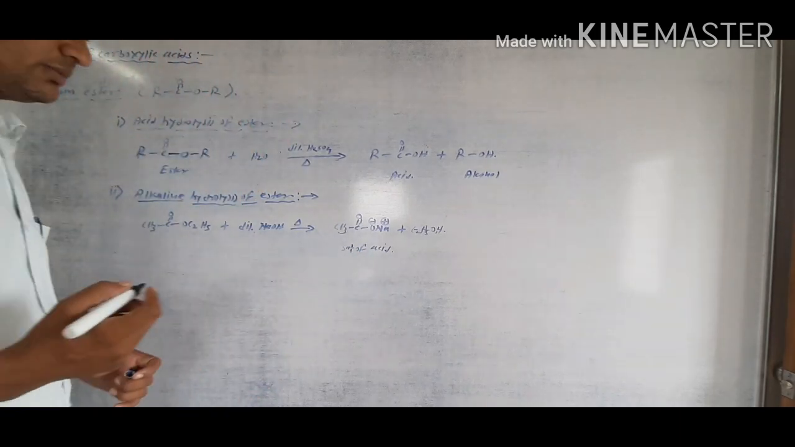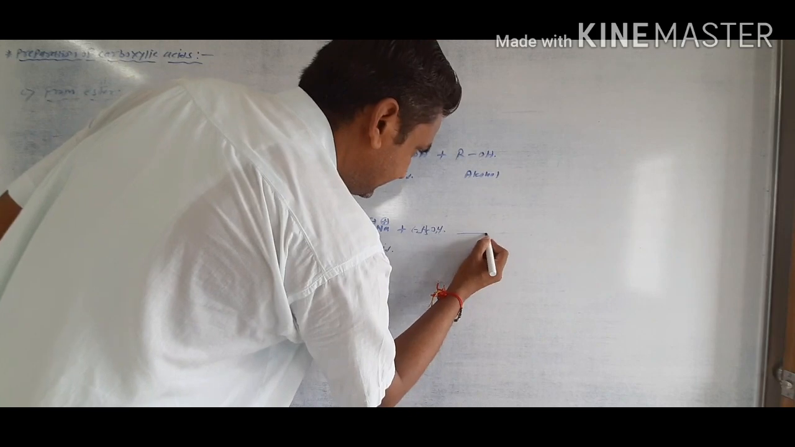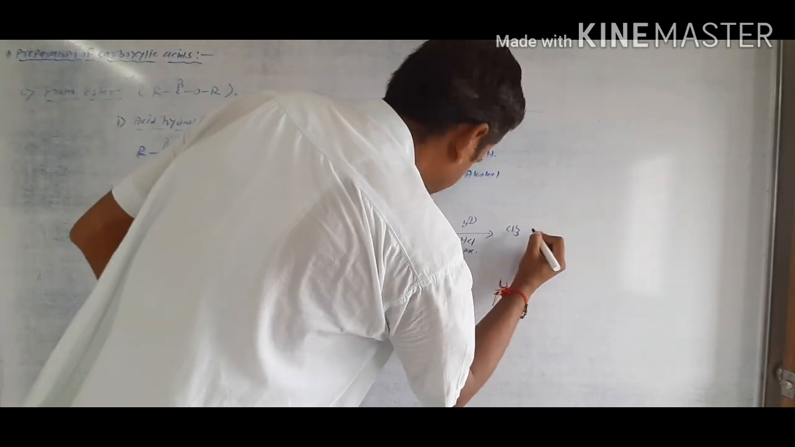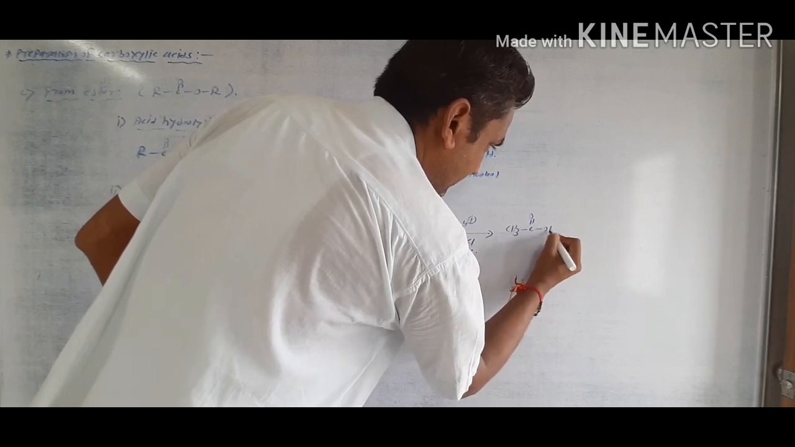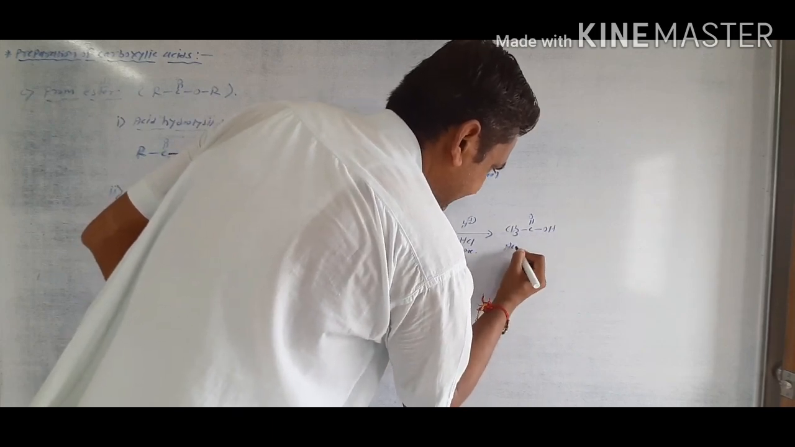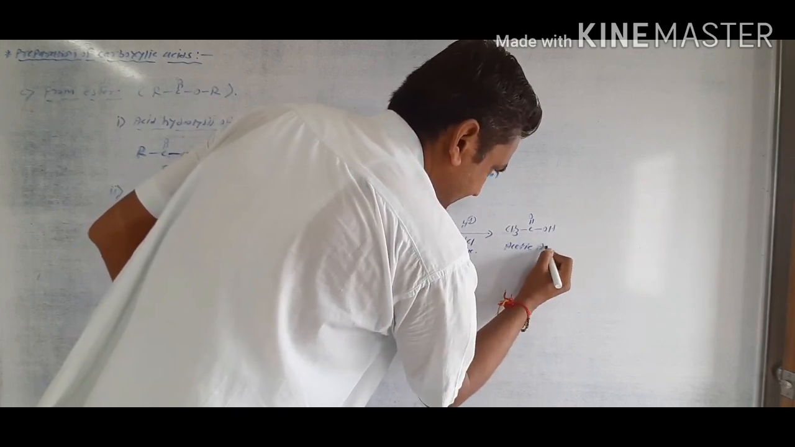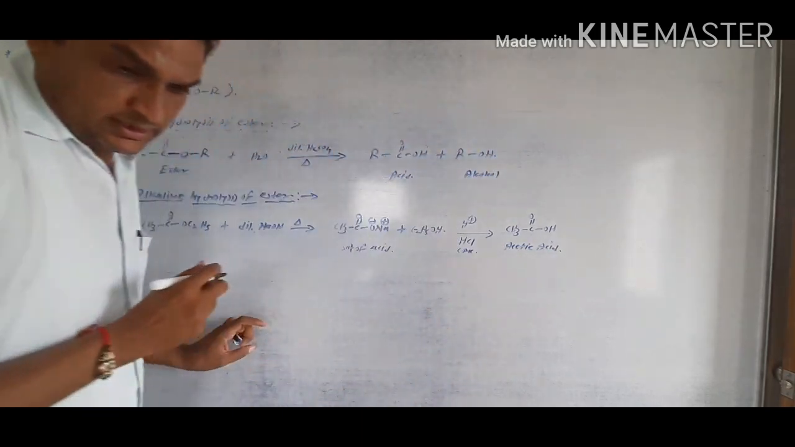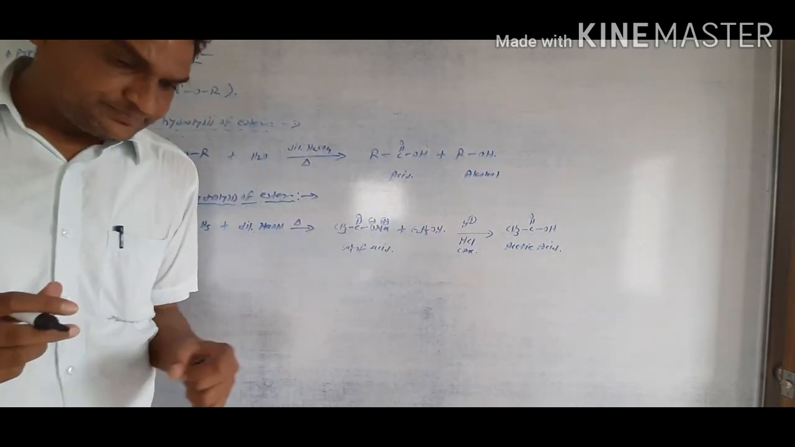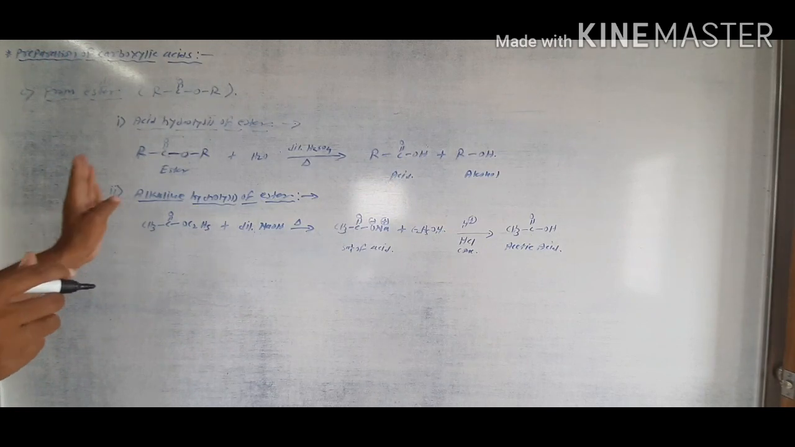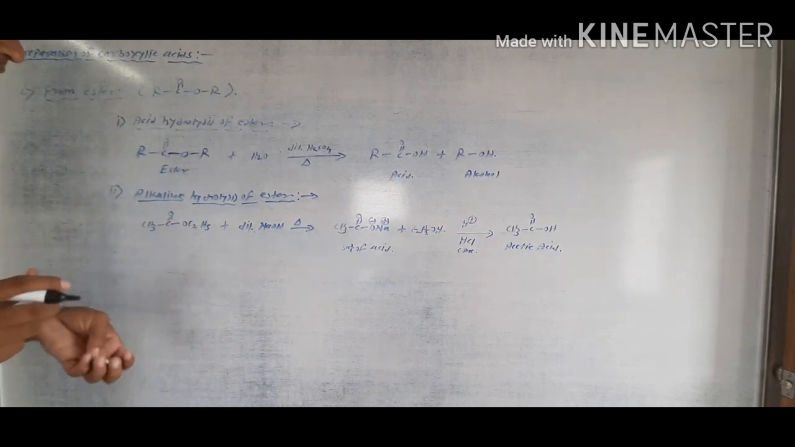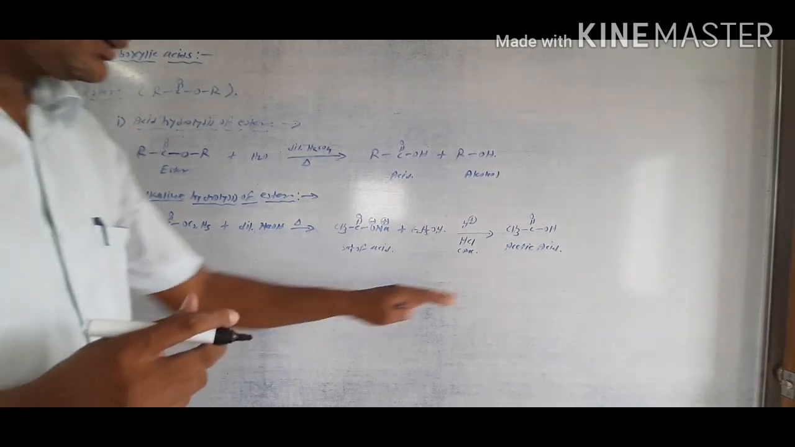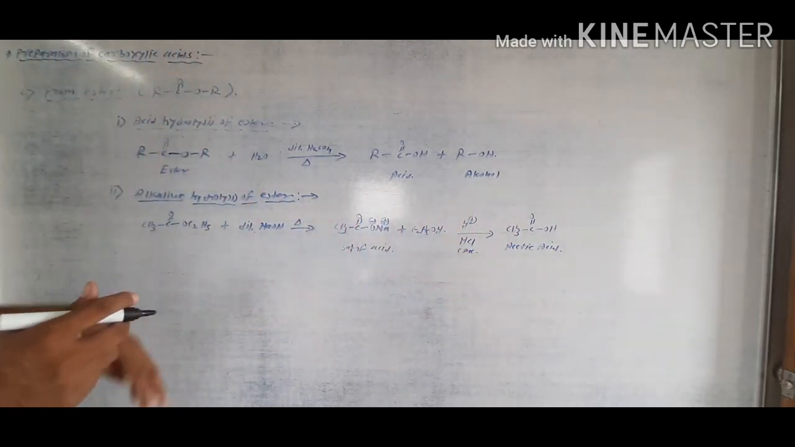And this sodium salt of the acid is further hydrolysed, then gives CH3COOH. This is the acetic acid. This one is the acetic acid gives the alkaline hydrolysis of the esters. This is the second method for the preparation of carboxylic acid from the esters.